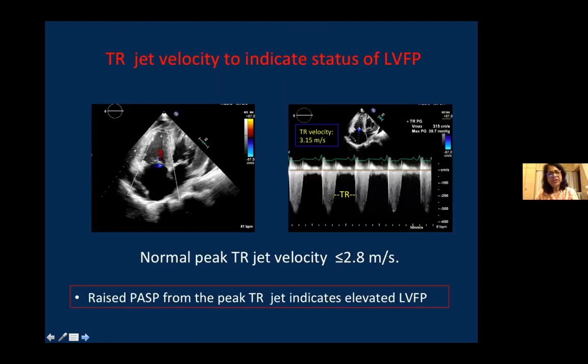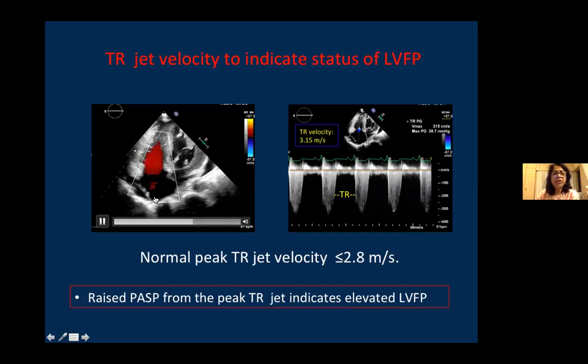Now, TR jet velocity also indicates status of LV filling pressure. As you know, we go to the four chamber view, we get the TR velocity, you get the TR jet with color flow, and do the CW Doppler across the tricuspid valve. This is the tricuspid valve, this is mitral valve, and I get the TR jet below the baseline, and I measure the velocity. See, normal TR jet velocity is less than or equal to 2.8 meter per second. Here it is 3.15 meter per second.